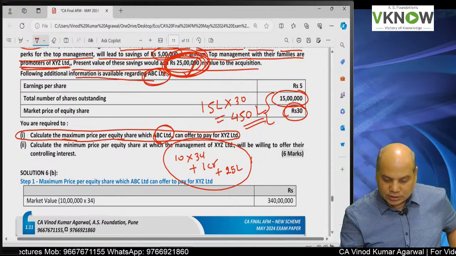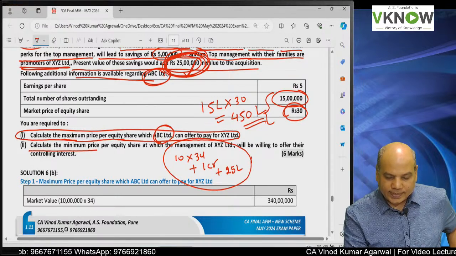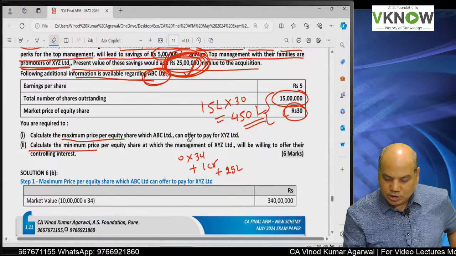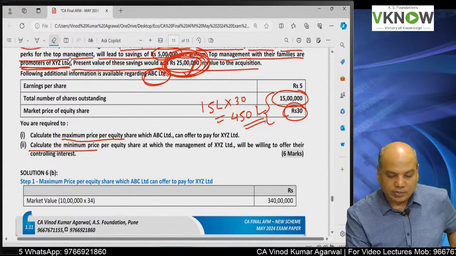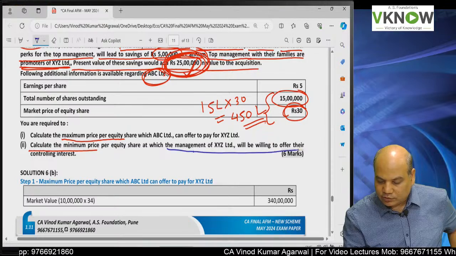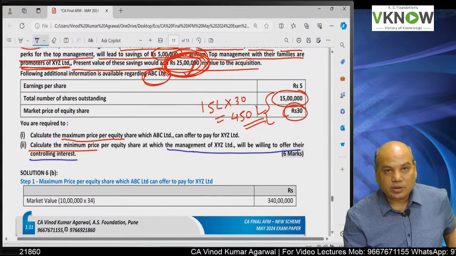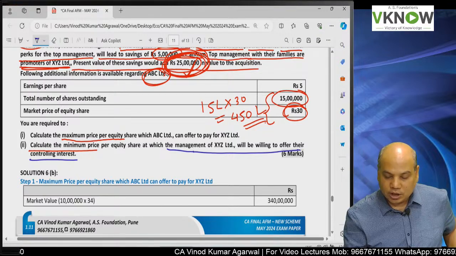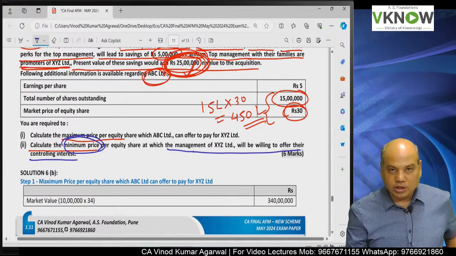Is it right? The second question is to compute the minimum price. Compute the minimum price per equity share at which the management of XYZ will be willing to offer their controlling interest. So the management of XYZ would want how much? Minimum, not maximum, minimum.